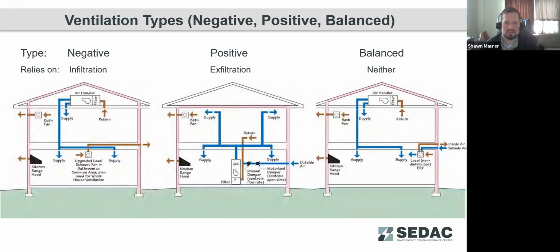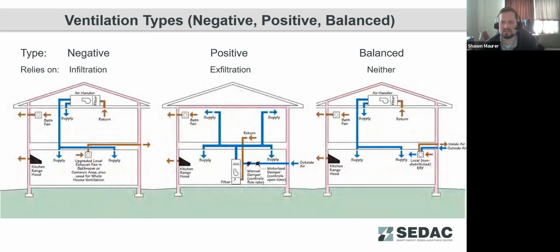With a positive ventilation strategy, you're going to usually have outside air ducted into the furnace or air handler fan with some control dampers on it. Usually there's going to be a timer on that fan to ensure that even in mild conditions, that fan runs enough to provide the required ventilation levels for the home.